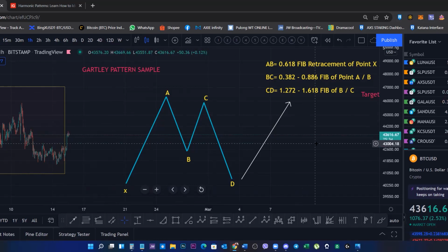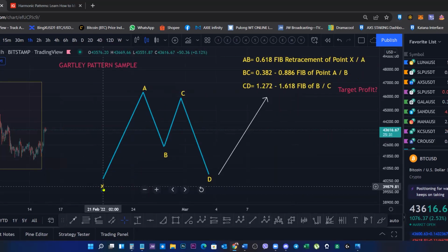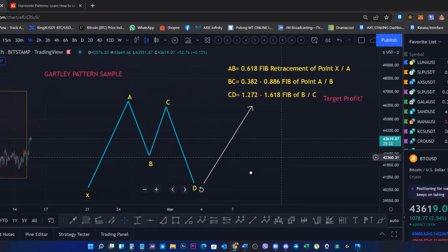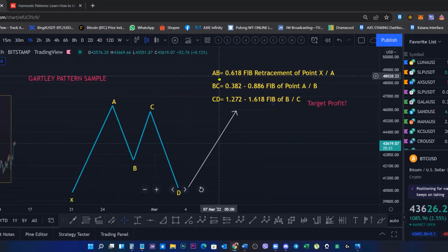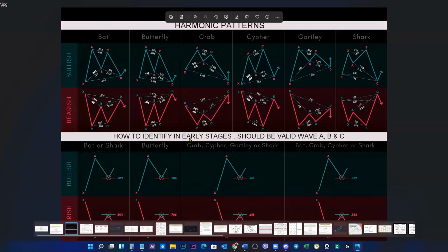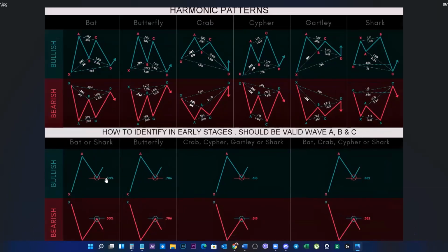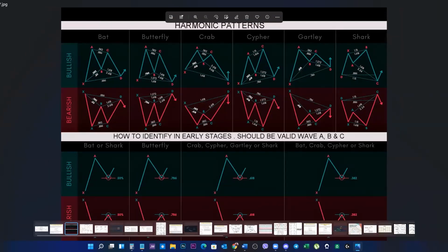So first of all, you have to identify our point X and A. So where is the retracement of B? To identify the retracement, if this will be a valid entry point, as you can see, in the early stage we have to have a 0.618 in Fibonacci. In other patterns, it is 0.50, 0.786, or 0.382. So that is the guide for you.